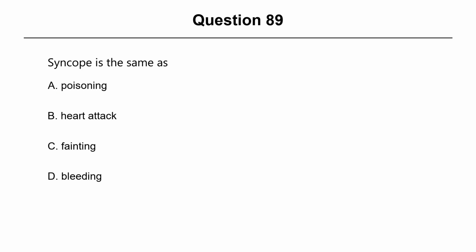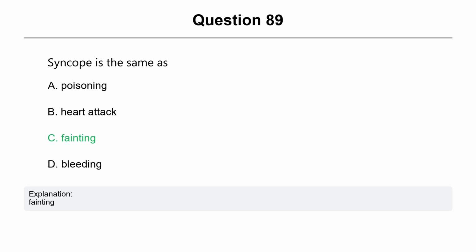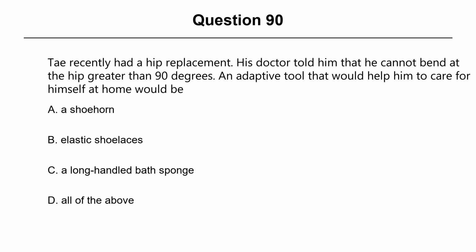Syncope is the same as option A, poisoning, option B, heart attack, option C, fainting, option D, bleeding. The correct answer is option C, fainting. Fainting. Question 90. Tay recently had a hip replacement.